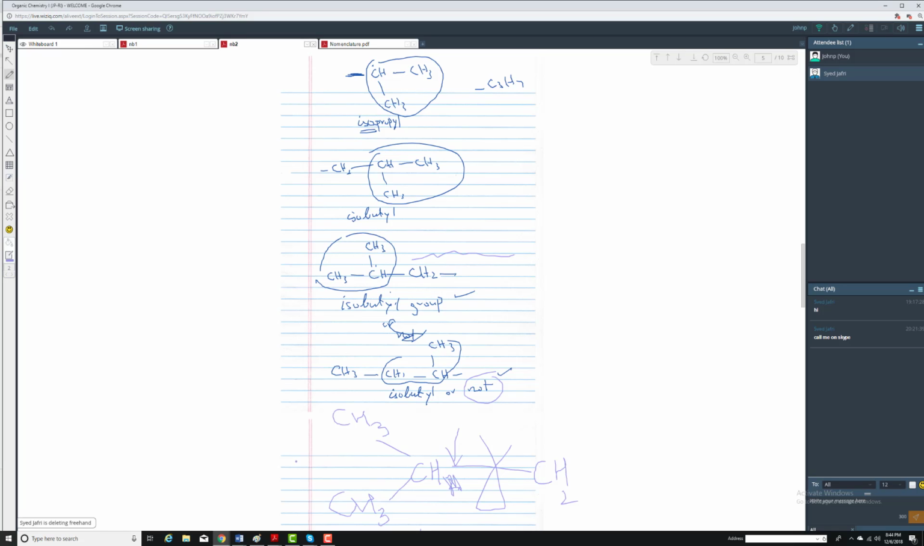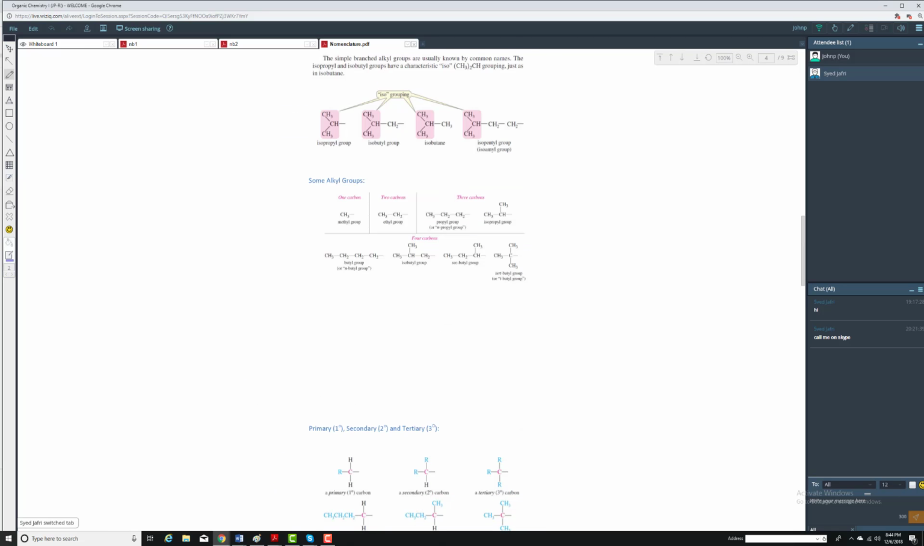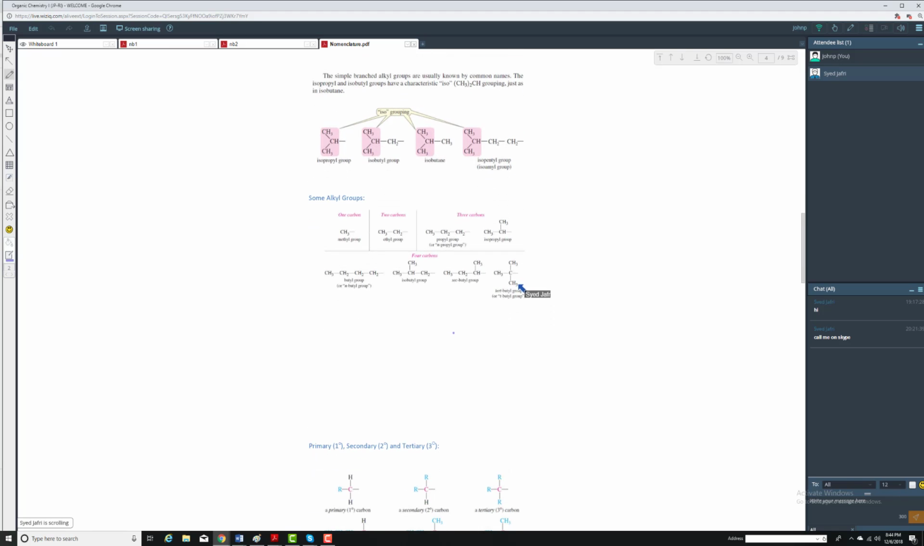So now let's go to another naming here. That's isobutyl. That's called some other alkyl group. We are going to use the word one carbon. When it is only one carbon radical, we say it is a methyl group. You already know ethyl group, propyl group, isopropyl group. 4 carbons, butyl group. Also we call it isobutyl group, because the iso group is there. But this is not iso.